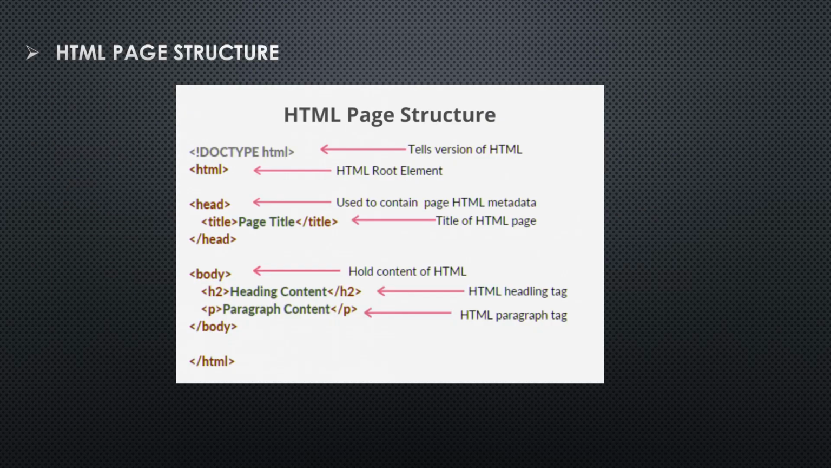Now let us see the HTML page structure. As seen in the HTML page structure, we can see the following tags: the document type HTML, which tells the version of the HTML. The HTML is the root element. The head, that is used to contain the HTML metadata, and that title tells the title of the HTML page. And the body holds the content of the HTML, and H2 is the heading content, and P is the paragraph content followed by the body.